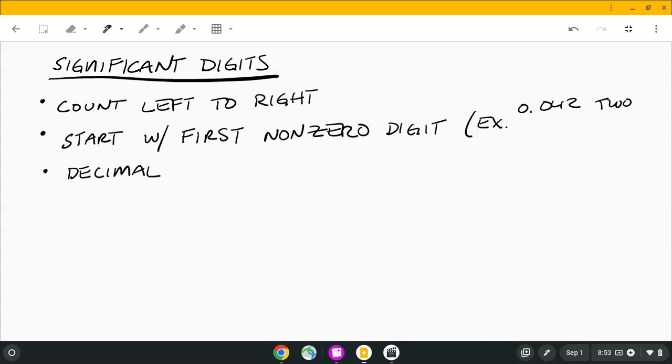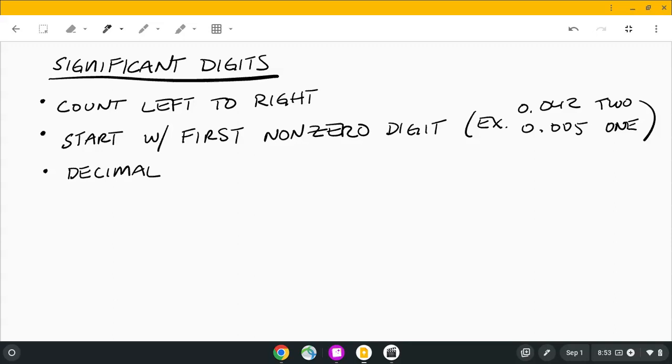If you have something like 0.005, again, you count left to right, but you have to start with the first non-zero number. So doesn't count, doesn't count, doesn't count. Here it is, first non-zero number, 1. And that's about it. So this one only has 1 significant digit.